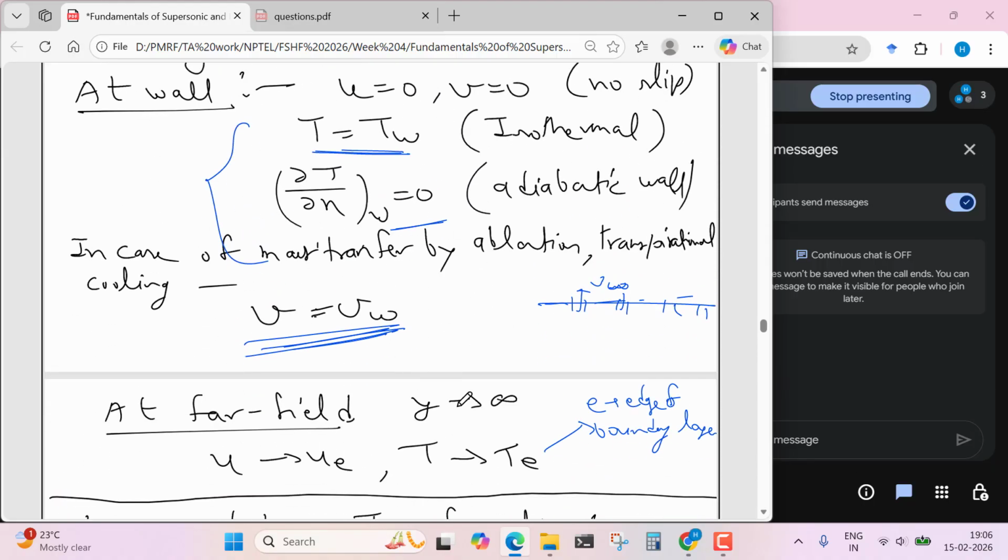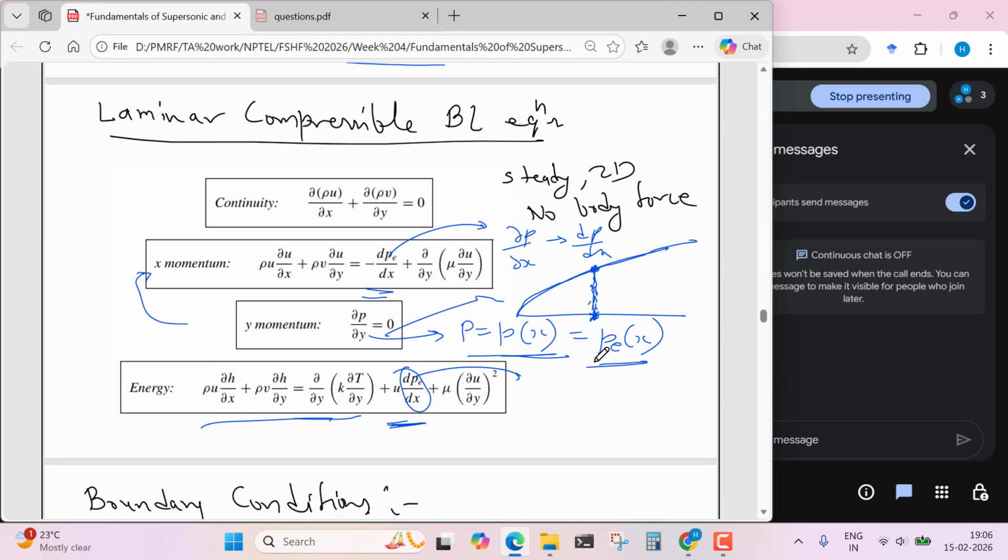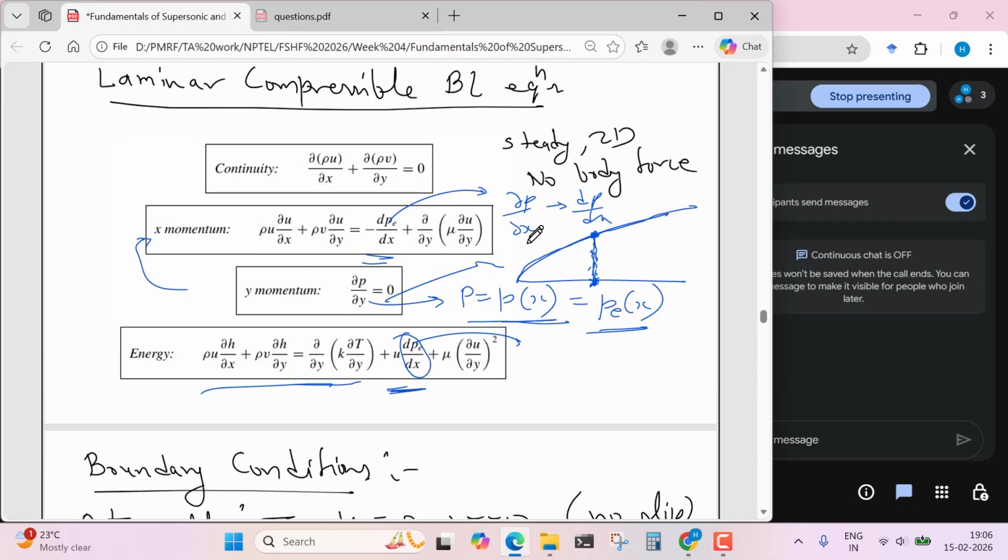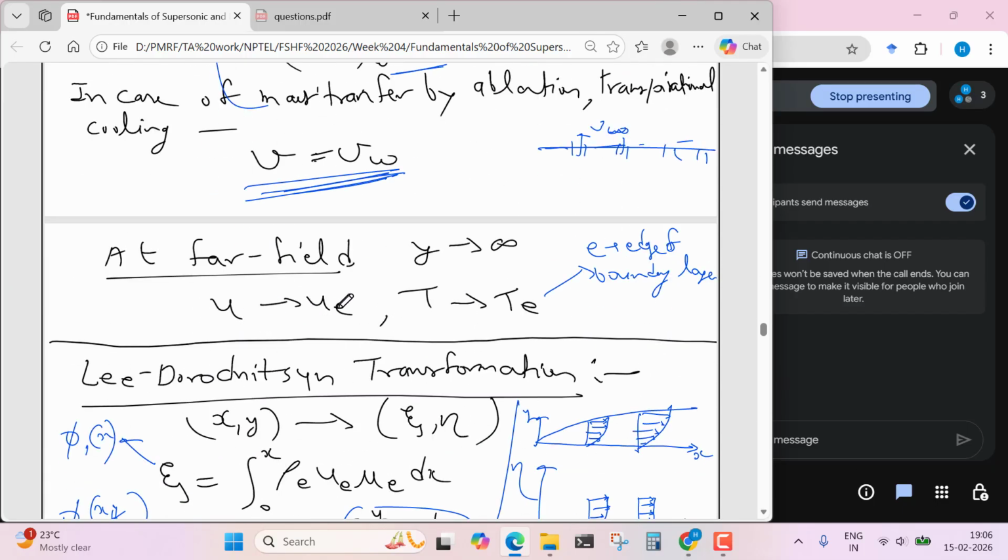At the far field, when y tends to infinity, then u will be equal to ue, which is the value at the edge of the boundary layer, and T is equal to Te. This tends to the value at the edge of the boundary layer.